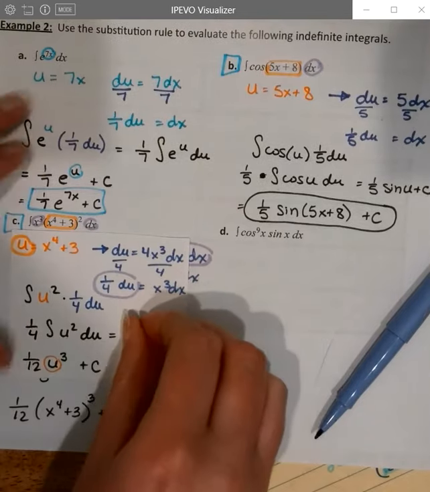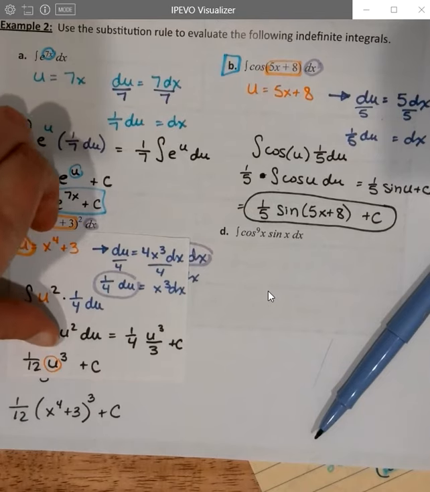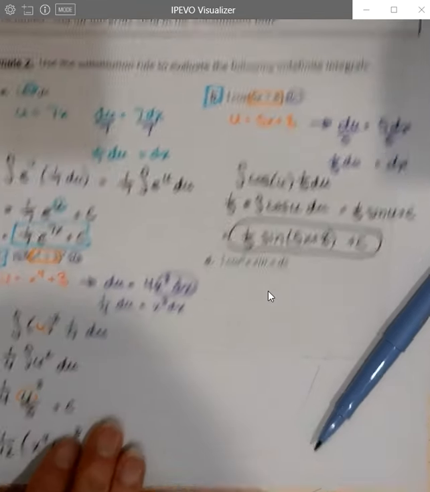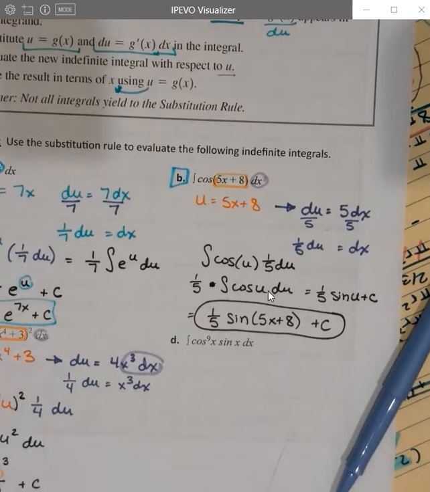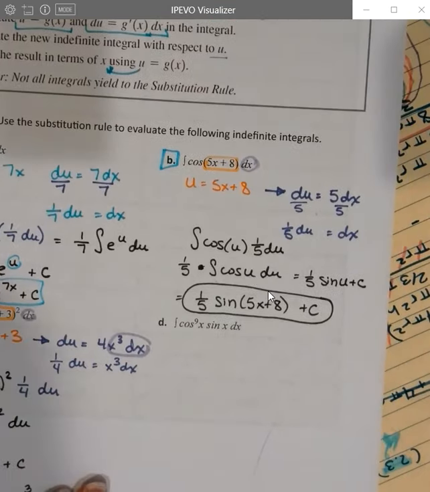Okay, I remember what happened in the video. I got this far and then I noticed that this window wasn't showing. I think that was the problem, is it was recording fine but not showing. So now we're still able to see, and we're going to move on to part D.